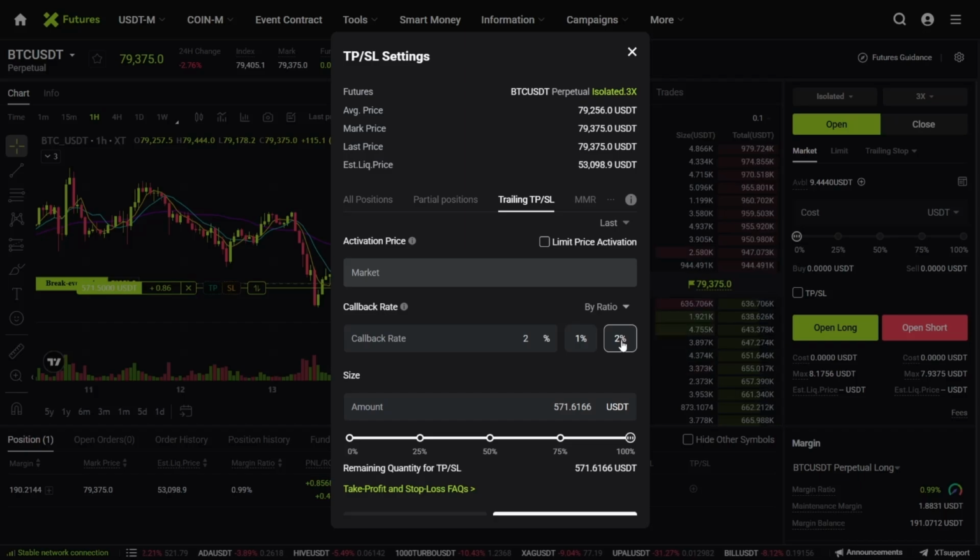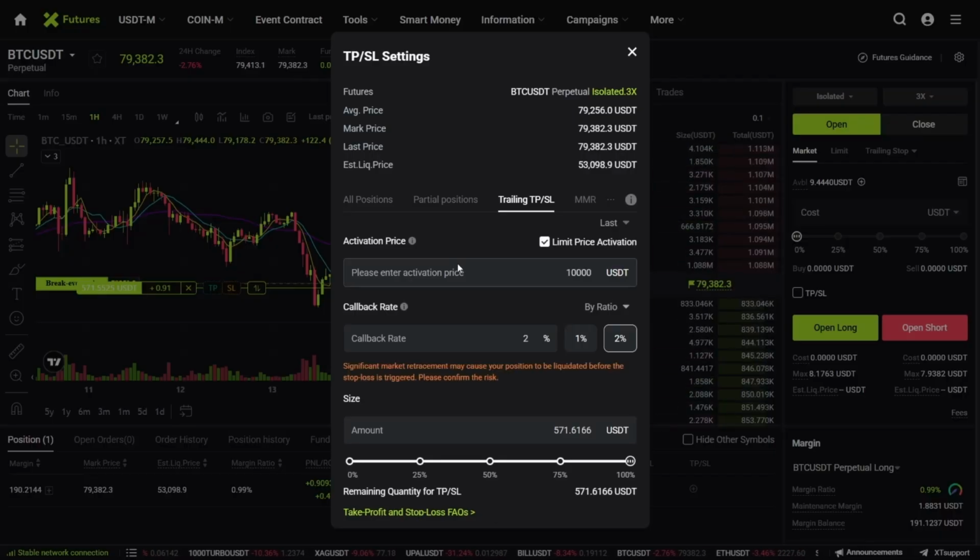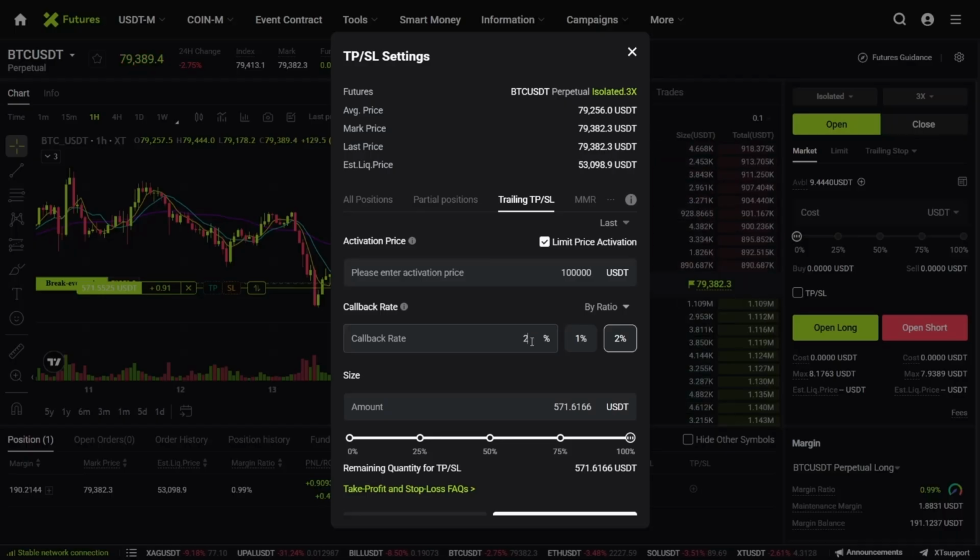So when setting an activation price, we can keep it on market. That means that our activation price would be the current market price, or we can press limit price, and that would give us an option on when we want to put our activation price. So I'm going to keep it on limit price, and I'm going to choose our activation price around 100,000. And for the callback rate percentage, I'm going to put it at 10%.